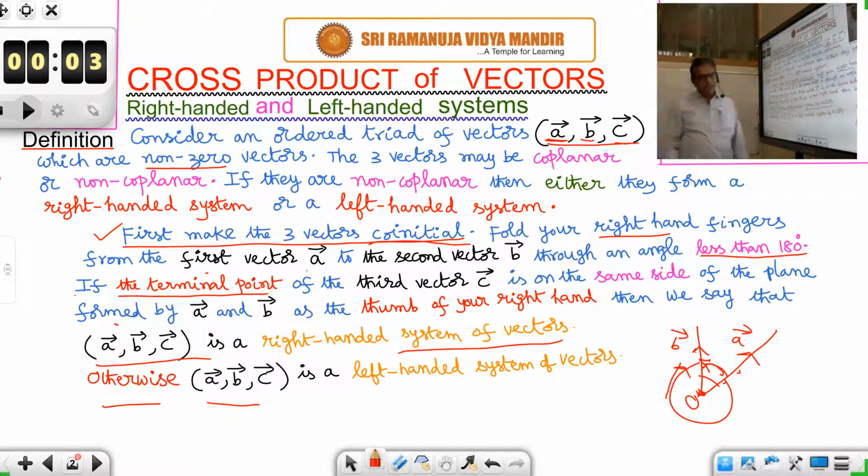That means C bar's initial point is at O, but the terminal point is not on your side; it is behind the board. C bar is going behind the board. Then A bar, B bar, C bar is a left-handed system. Then the left hand will suit: if you fold left hand fingers from the first vector to the second vector through an angle less than 180, the thumb will point in that direction. Therefore, they form a left-handed system.